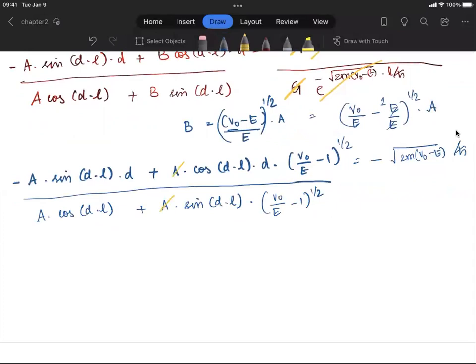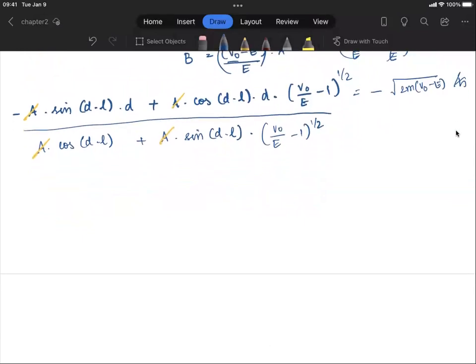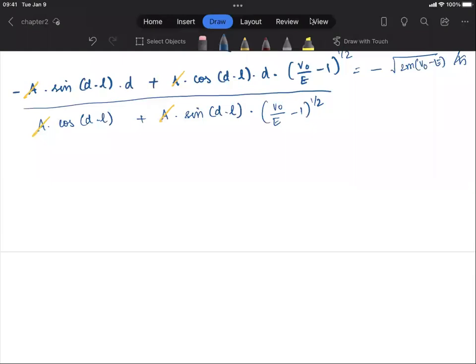Now let's cancel out A. Okay, so once we cancel out A, we can maybe group the terms together and see what happens. Now, let me just remind you that D is equal to this value, just so that we don't forget it.